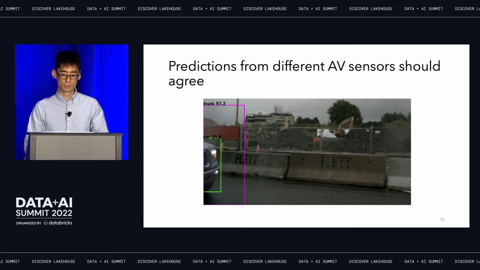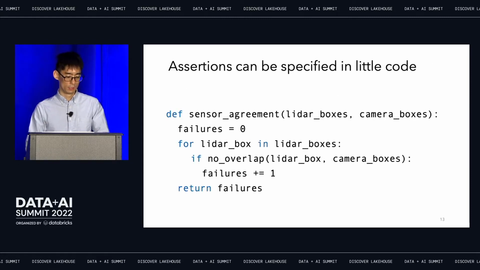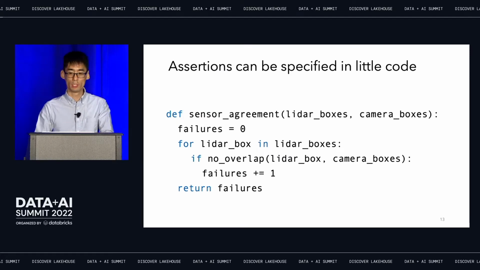For this exact assertion, I specify the pseudocode here, which has just one function, no overlap, which basically checks to ensure that there's no overlap between a specific box from the LiDAR versus the cameras. But as we can see here, it's relatively easy to specify these with relatively few lines of code.